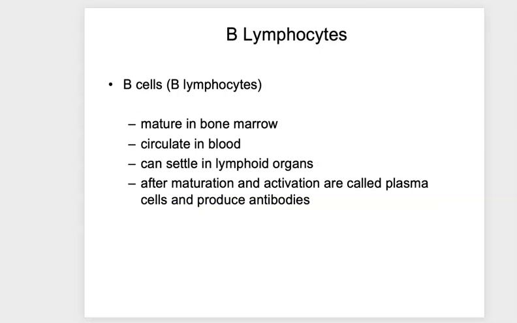So one of the main players are B cells that mature in the bone marrow. They circulate in the blood, they can settle in lymphoid organs, such as the spleen, for example, and after maturation and activation, they can become plasma cells that produce antibodies.